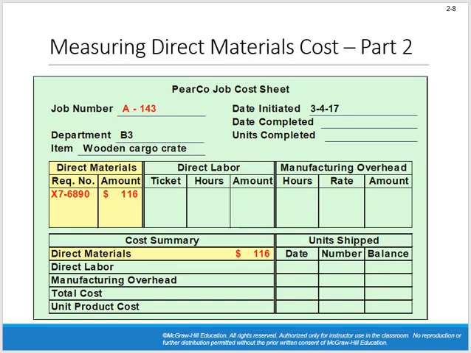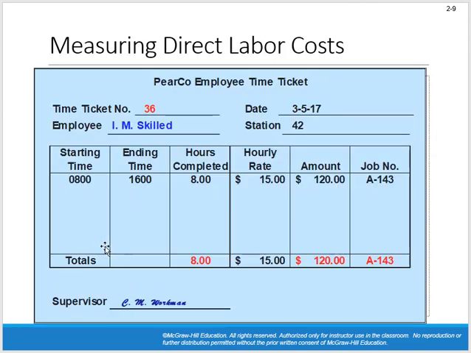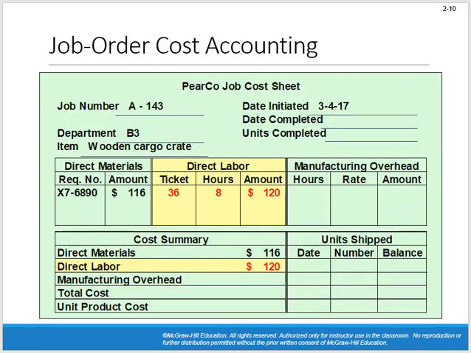Next, we're going to deal with our direct labor. So anybody working on this job has to track their time by job. So they've clocked in, clocked out. We've got 8 hours of work at $15 an hour. So $120 of labor. And again, we go back here, we plug in our direct labor hours and costs.